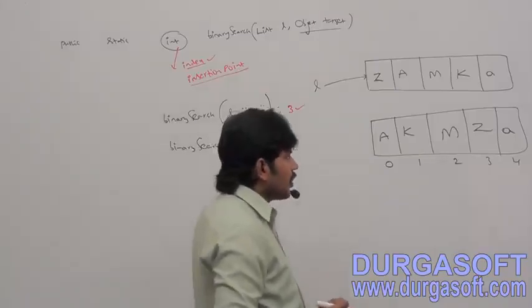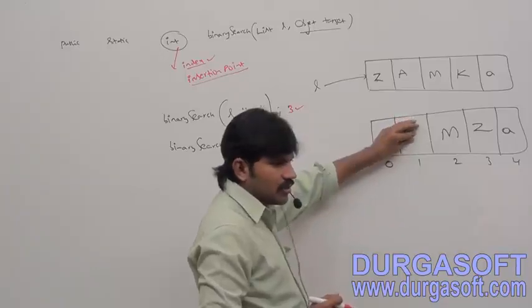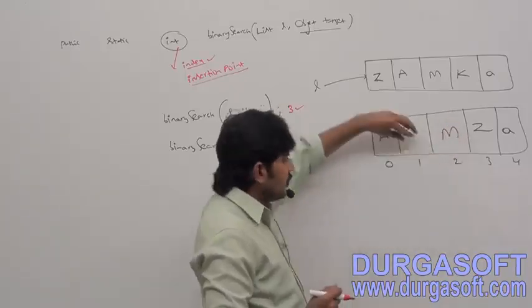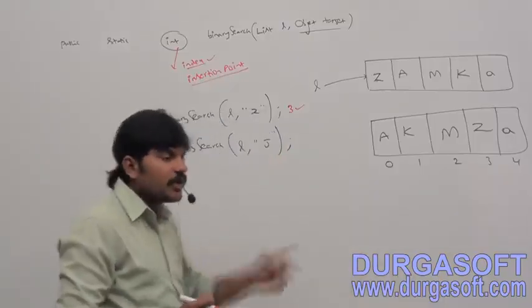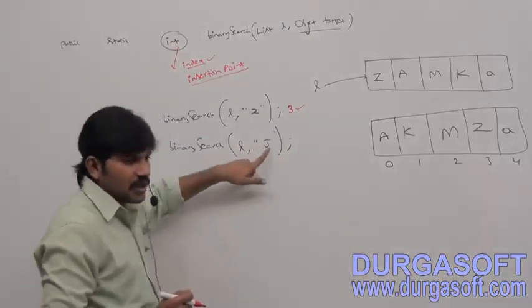J, we can place in which location? After A, in this location. Then K will move to the next. Here we have to place. So the insertion point is the place where you can insert this target element.